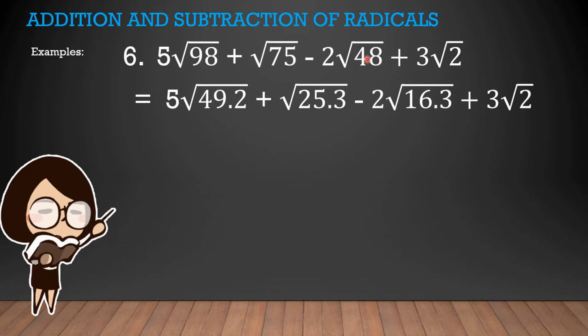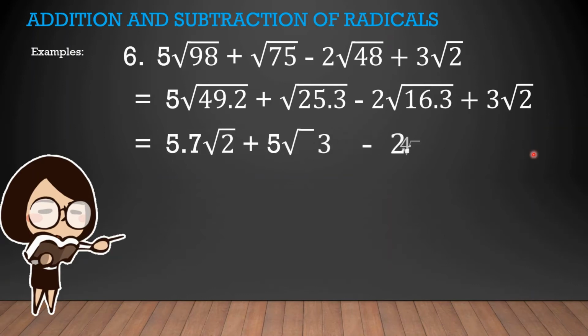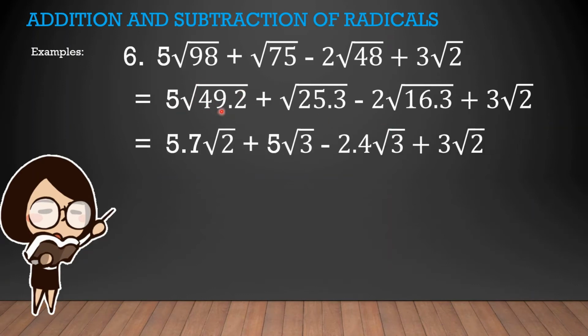A perfect square in 48 is 16, so we have 16 times 3. Then copy the last term, that is 3 square root of 2. Now we need to get the square root of 49. The square root of 49 is 7, so that is 5 times 7, square root of 2.